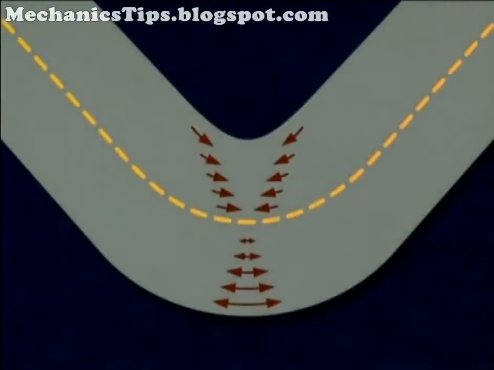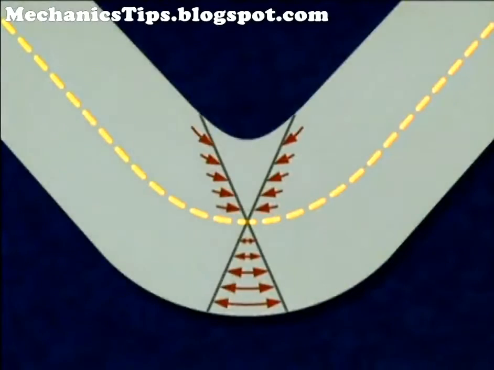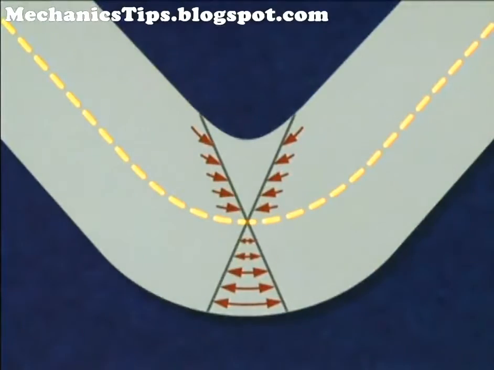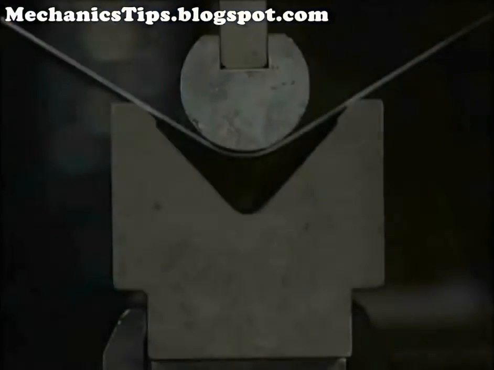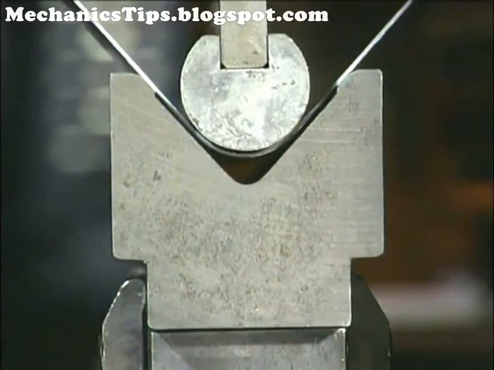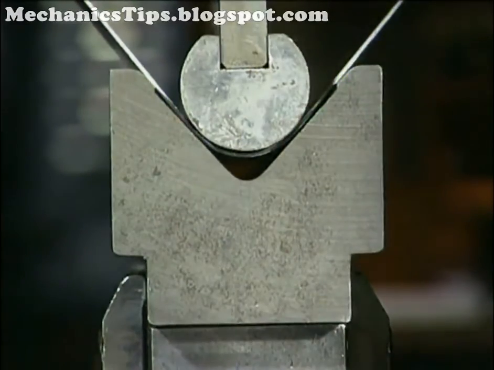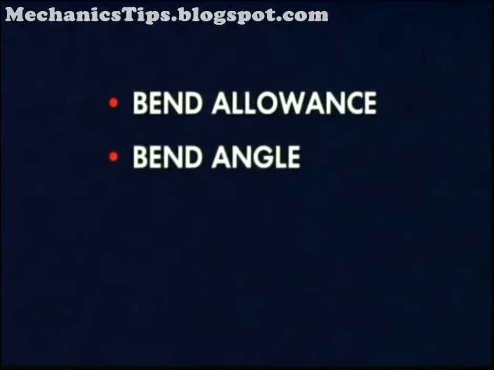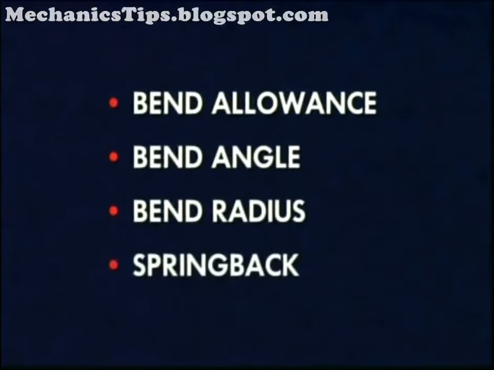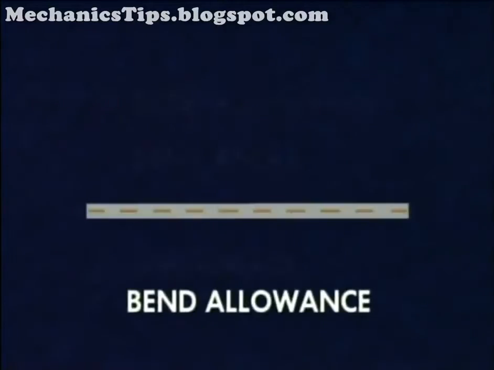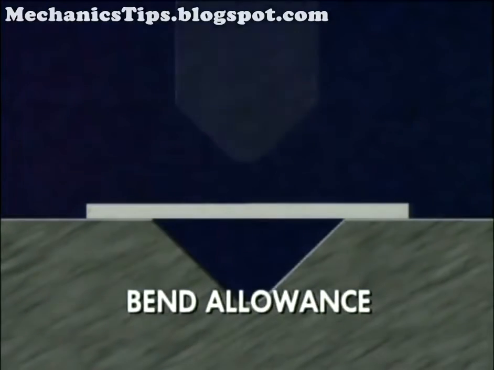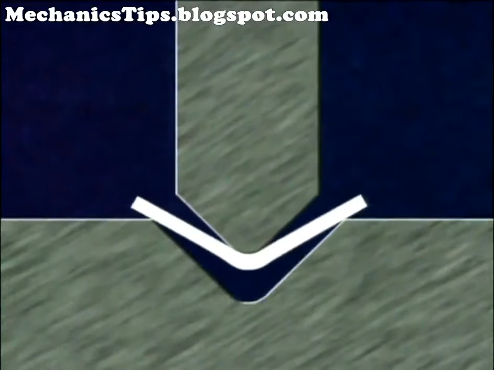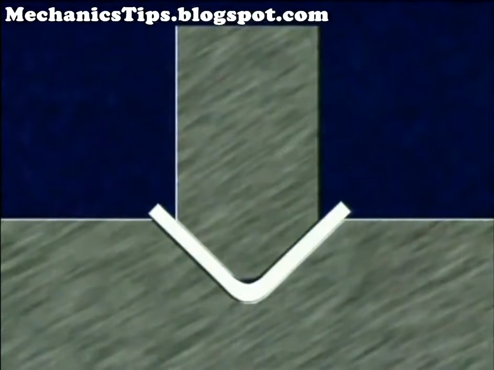The extent to which a material deforms, whether in compression or tension, is proportional to the material's perpendicular distance from the neutral axis. The principal terms used to describe bending on press brakes are bend allowance, bend angle, bend radius, and spring back. Bend allowance is the pre-bent length of material that must be included in a blank to allow for any deformation that occurs due to the bending operation.